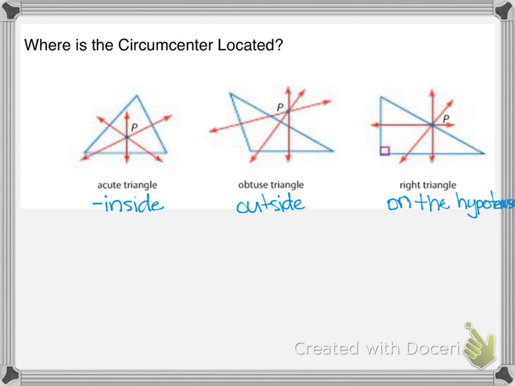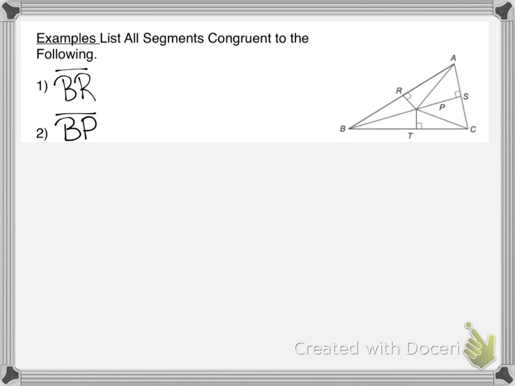And so you can see here's P, our point of concurrency. It's on the hypotenuse of this right triangle. We know that that's the hypotenuse because it's opposite the right angle. Not only is it on the hypotenuse, it's actually at the midpoint of the hypotenuse. So if we were given coordinates of a triangle, if it's a right triangle, it's really easy to find that circumcenter. So let's look at an example.